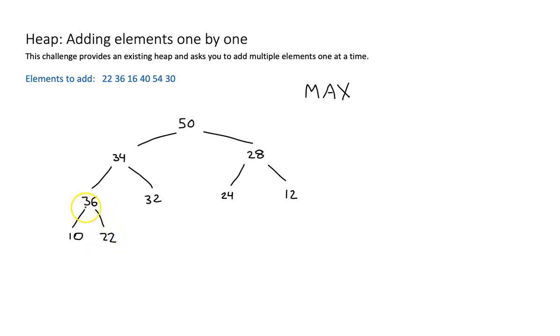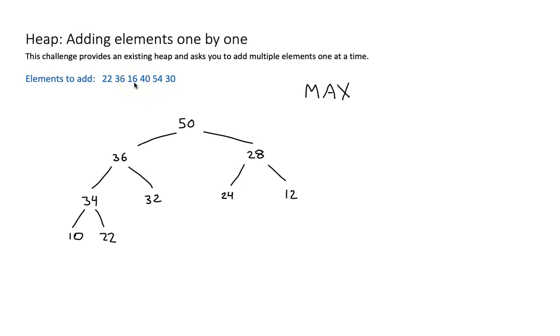At this point, I'm asking myself, am I done swimming? I need to check the parent of the new element that is in the process of swimming. So 34 is not greater or equal to 36. So 36 has more swimming to do. 36 goes up and 34 comes down. So here I'm looking at 36. Am I done swimming? I'm checking the parent. And I see, yes, the parent is greater or equal to 36. We are done. Let's take the next one, 16.